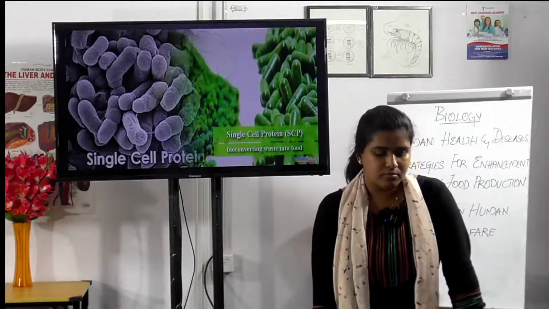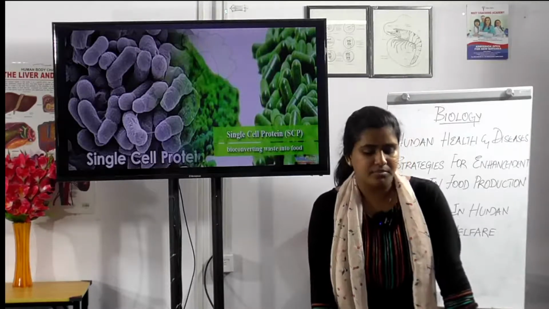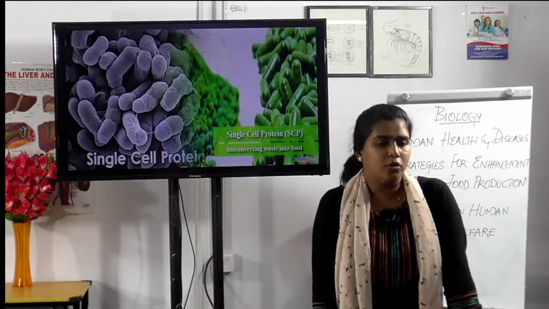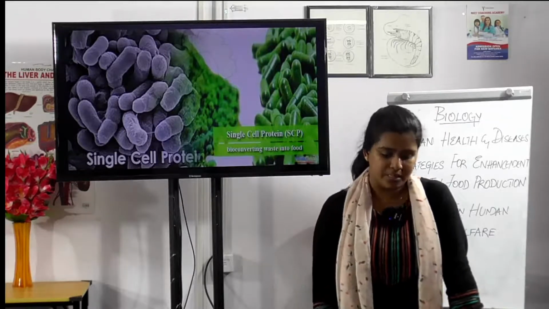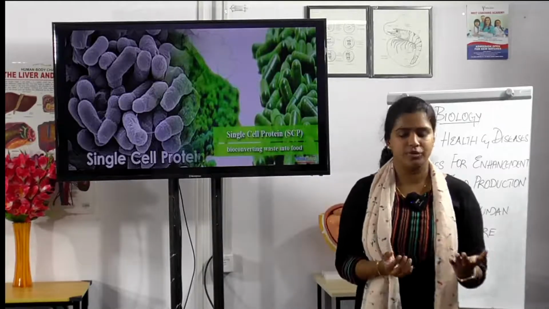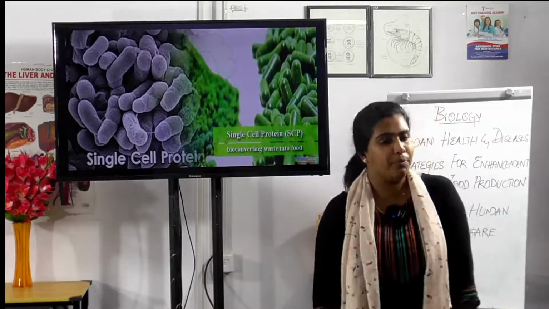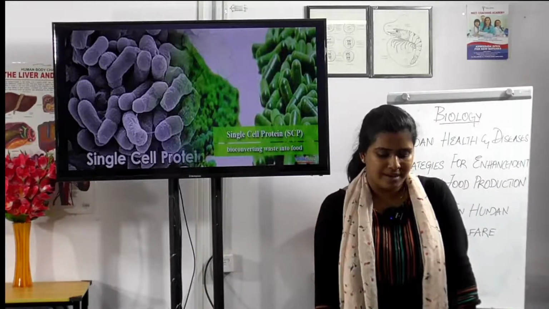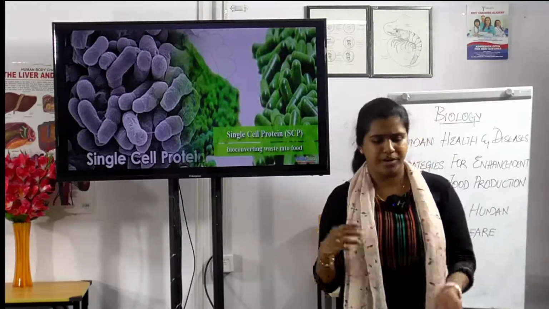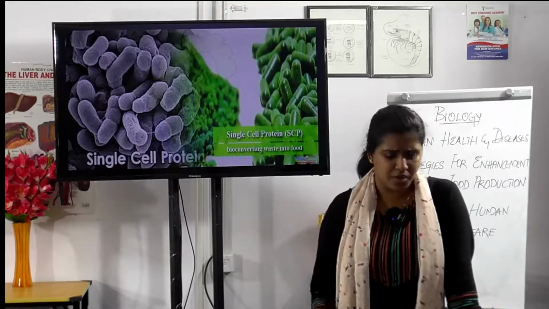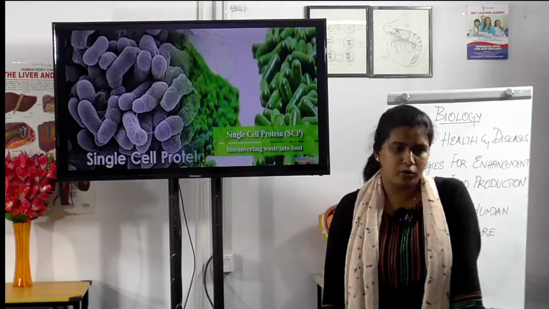For example, filamentous fungi such as Fusarium graminearum, bacteria such as Methylophilus methylotrophus, and algae such as Chlorella. Advantages of single cell proteins include that the microorganisms used for their production are very fast growing and produce a huge amount of protein from a very small area of land. These microbes can be grown anywhere, on water from potato processing plants, straw, animal manure, sewage, etc. And this also reduces environmental pollution.